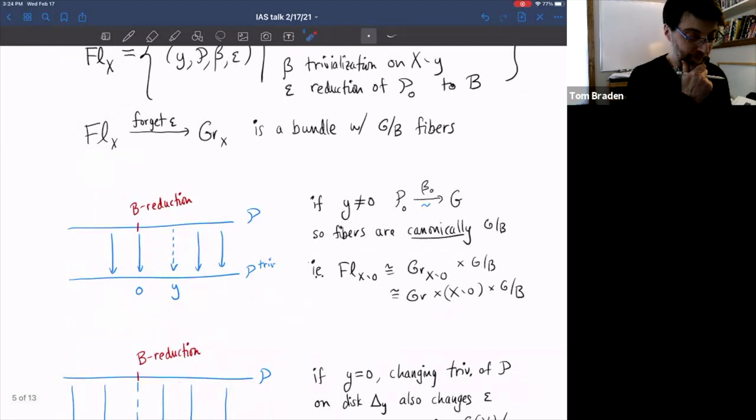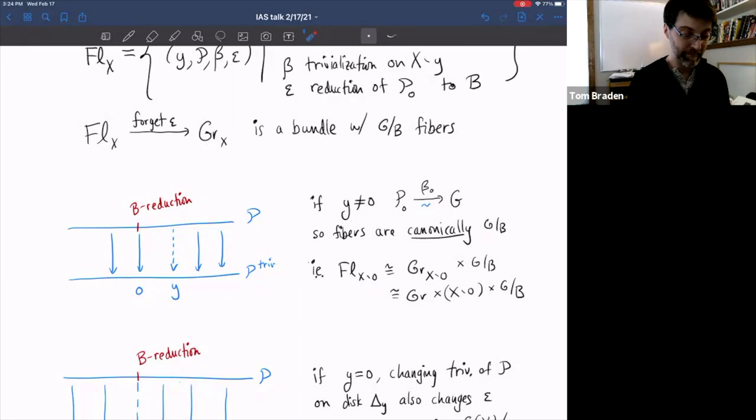Now, if your Y is not your chosen point, then you're choosing this trivialization of P that's allowed to not be defined at Y, but your B reduction is at a different point, so your trivialization is defined at zero, and that means that P at zero is identified with the trivial bundle at zero by this beta, and so for all Y not equal to zero, the fibers of this forgetful map are canonically identified with G mod B.